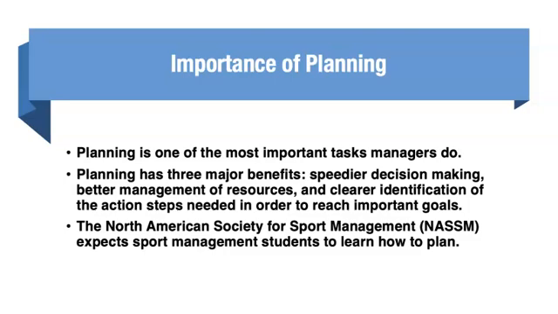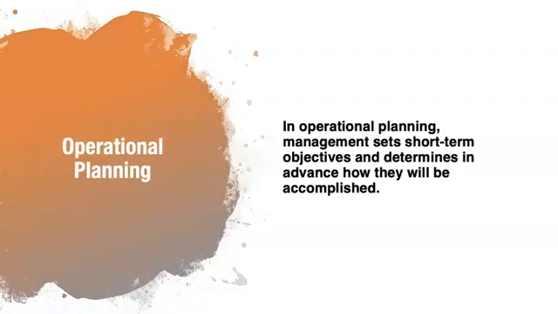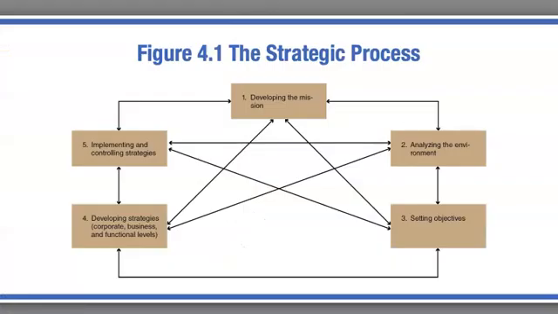So last week we talked about decision making, and this falls into that planning as well. So strategic planning is management that develops a system and long-term objectives to determine how a certain product or organization will be successful. Let's say a launching of a new product, launching of a new brand, those types of things. You need strategic planning in this process to be successful. Operational planning is the management of short-term objectives and determines in advance how they will be accomplished. So the two work together in various ways.